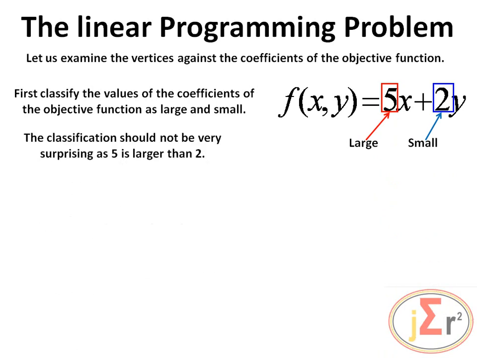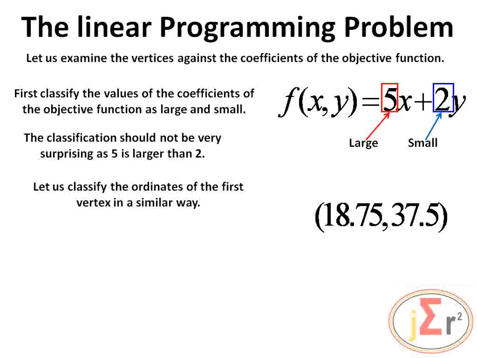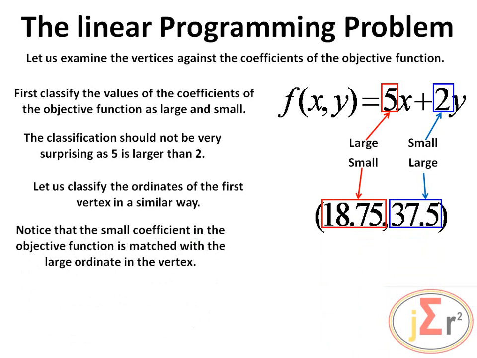The classification should not be very surprising, as 5 is larger than 2. So we are going to classify the ordinates of the first vertex in a similar way, with the larger ordinate being called large and the smaller, which is the one that goes first, is called small. So this one is the larger one. Notice that the small coefficient in the objective function is matched with the large ordinate in the vertex.